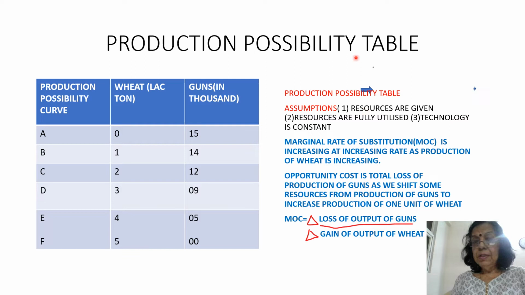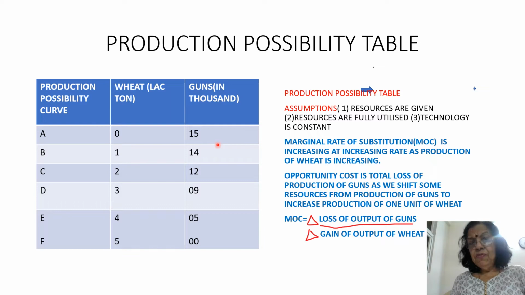Production possibility table. Now we are assuming that the country is only producing wheat in lakh ton and guns in thousands. This we are taking as an example. So there are 5 to 6 points given.